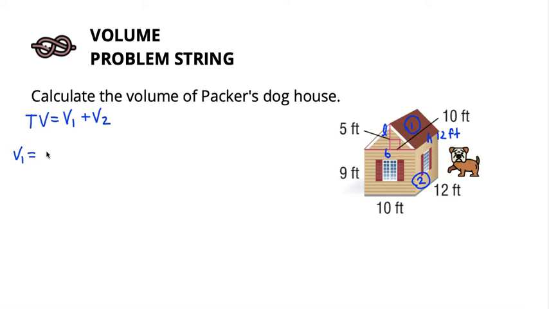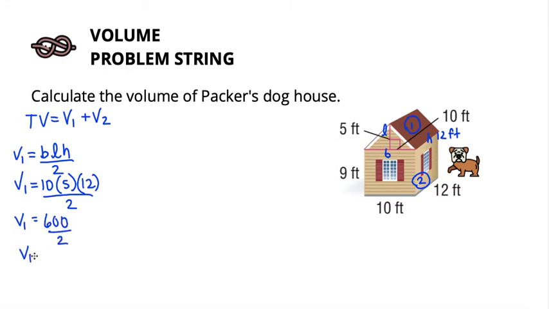So I'm going to calculate my formula. I look at my formula sheet: base times length times height divided by 2. So my base is 10. My length is 5, and my height is 12, and I'm going to divide this by 2. So 10 times 5 times 12 is 600, and 600 divided by 2 is 300. My units are feet, and I want to cube that for volume. So now I have the volume of the triangular base prism.